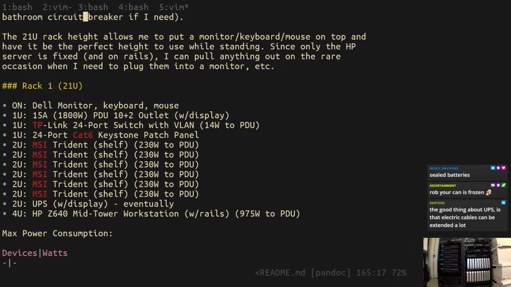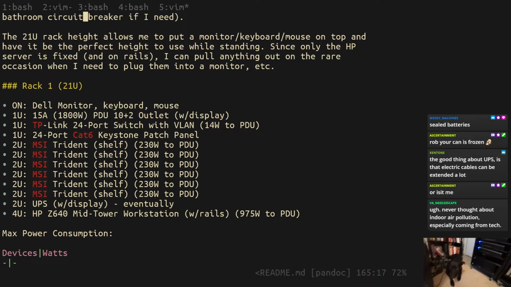Your can is frozen. What are you talking about? My can? No, it's not frozen. It's just pointing. It's stuck on the ground. Yeah. What do you think, Cam? Sam, is my camera working?